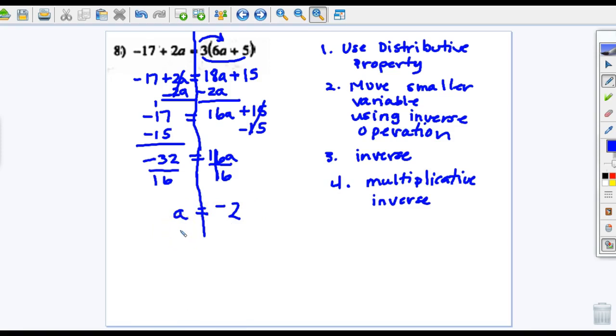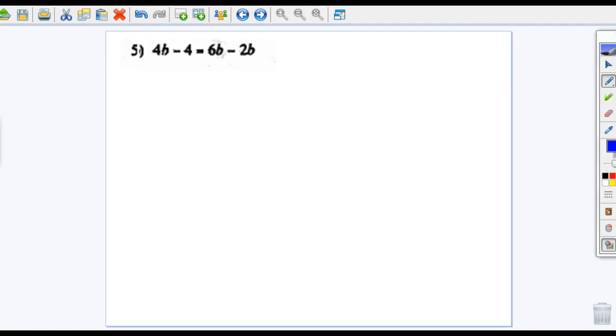Push pause right now and make sure that you are copying all this down in your notes. This is going to be very handy when you actually do the work that I have for you today. All right, moving on. We're going to do a little bit more.